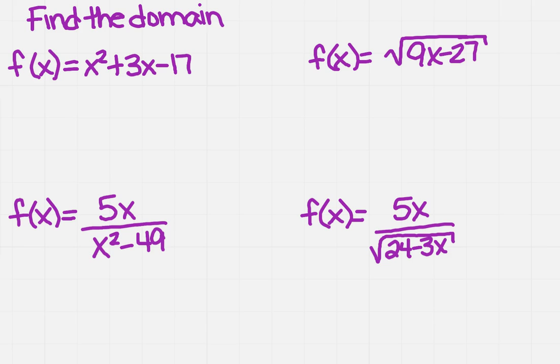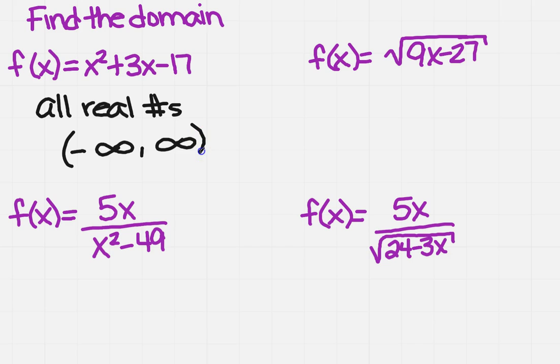So for the first one, I noticed that it is x squared plus 3x minus 17. Now, remember, there's no radicals in this problem, and there is no denominator. So when that happens, it's going to be the set of real numbers. So it's going to be all real numbers. And then make sure that you know how to write that in interval notation. So that would be from negative infinity to positive infinity.